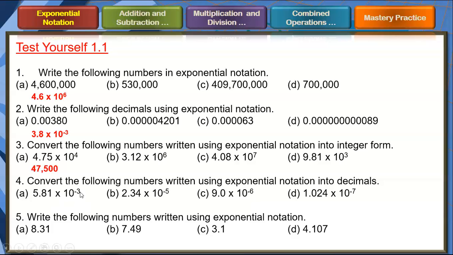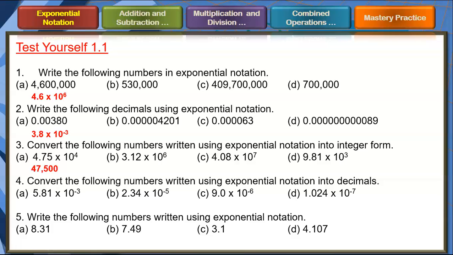Negative 3 means moving the point 3 places. But what is the direction? Is it going to the left or going to the right? As I've said, negative means going to the right. So here, we are going to move it to make it a decimal. Going to the right when we move it, now let's do the opposite so that this one will become 0. So here, 1, 2, 3.